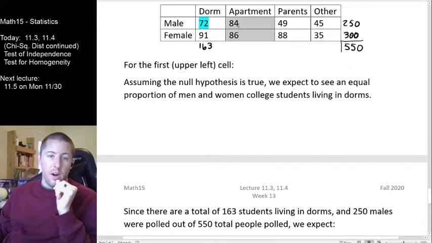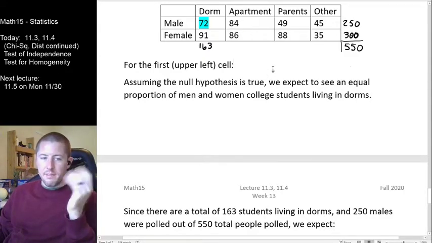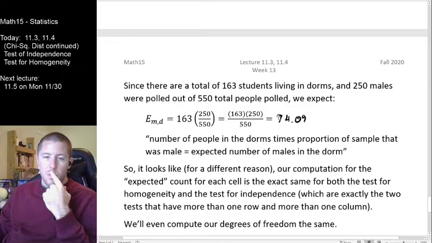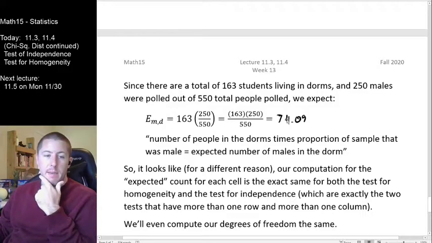Now, what I know we're going to see in a minute, though, is things like 84 and 86 are almost identical, but there's a pretty good difference in males and females out here. So I think these guys will give us larger contributions. But it's really tough to eyeball these things, right? So we did compute one expected value. That's the expected value for the upper left corner of our expected table here.